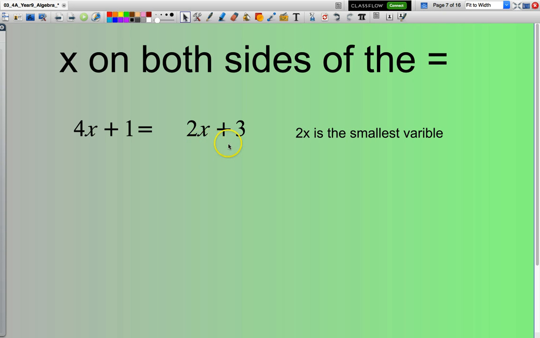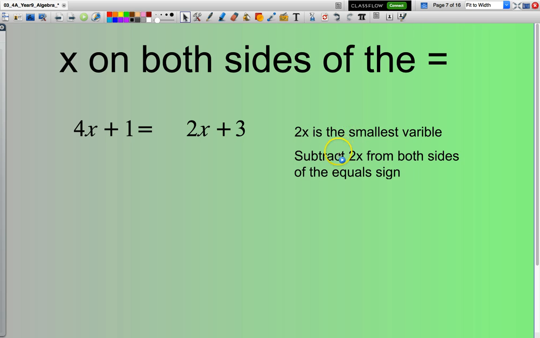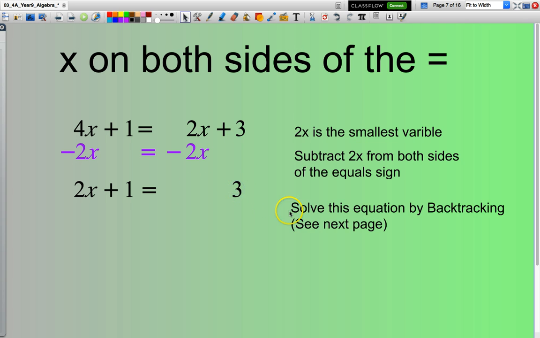And the way I get rid of this 2x is by subtracting 2x from both sides of that equal sign. So I'll subtract 2x from this side, subtract 2x from that side. So 4x take away 2x is 2x. The 1 just stays untouched. The negative 2x is just subtracted from the 2x, and 2x minus 2x will just give me a 0, and the 3 just remains untouched there. So then this equation here is equivalent to this equation here, and we can solve this much simpler one by using backtracking.